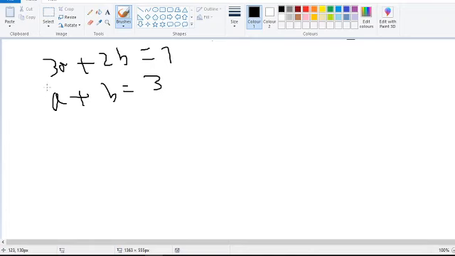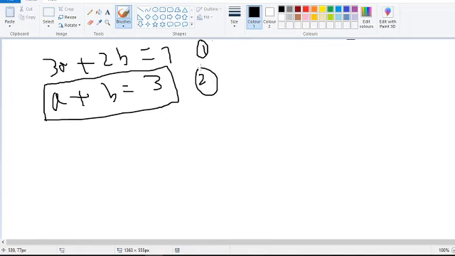So what you do here is, let's just label them. This is equation 1, this is equation 2. Step 1, you try and get rid of one of the values. So in this case I choose to get rid of the value b.